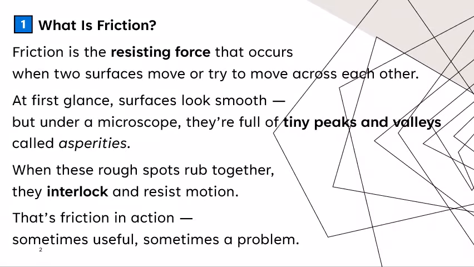What is friction? Friction is the resisting force that occurs when two surfaces move or try to move across each other. At first glance, surfaces look smooth, but under a microscope, they are full of tiny peaks and valleys called asperities. When these rough spots rub together, they interlock and resist motion. That's friction in action, sometimes useful, sometimes a problem.